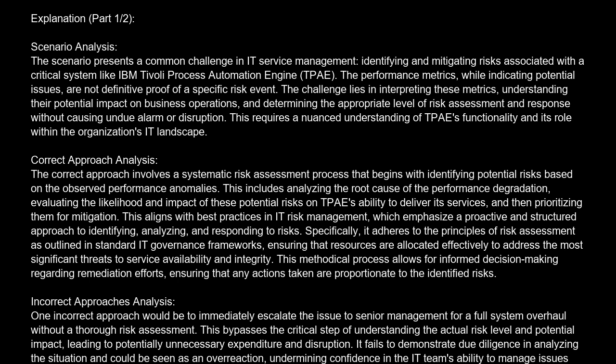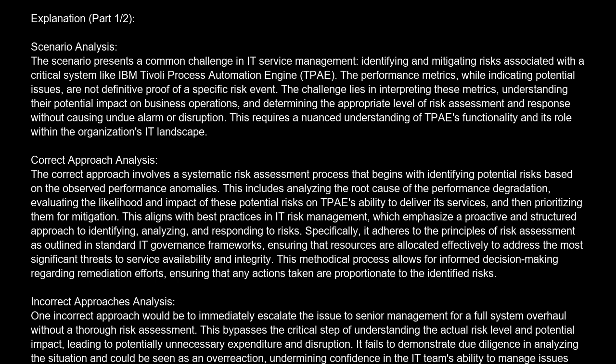Correct approach analysis. The correct approach involves a systematic risk assessment process that begins with identifying potential risks based on the observed performance anomalies. This includes analyzing the root cause of the performance degradation, evaluating the likelihood and impact of these potential risks on TP's ability to deliver its services, and then prioritizing them for mitigation.